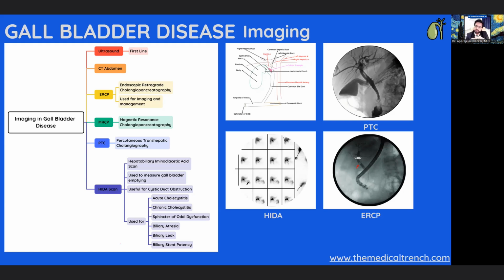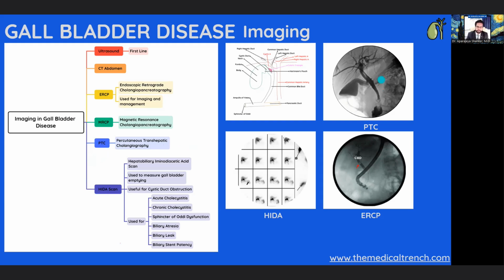And it is a very good imaging source when you can't delineate the extent of the disease on a CT, because sometimes the CT is not very specific. Sometimes there can be shadows, or the radiologist is not convinced. Then in that case, they can do an MRCP. Now you have two things here. The first is the PTC.